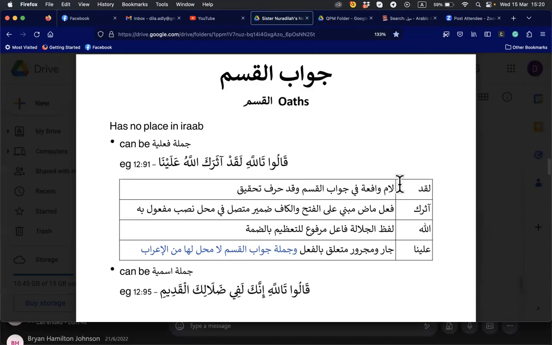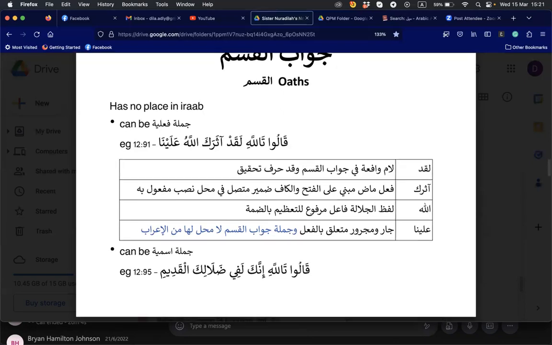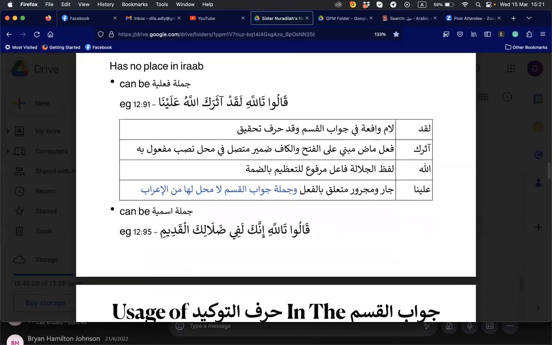So after you say lam waqi'ah in your jawabul qasam, you say wa jumla ba'daha, meaning after the lam. Wa jumla ba'daha, after the lam, is jawabu qasam la mahala laha min al-i'rab. And then you can do your i'rab for the qad, and then your madi, your fa'il, and everything. Okay, clear? Inshallah.